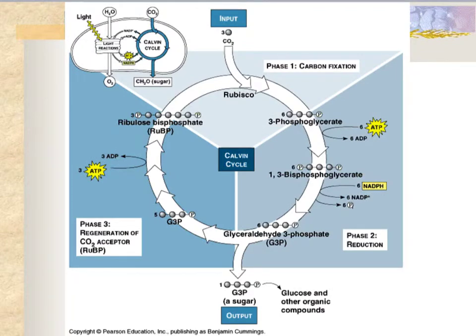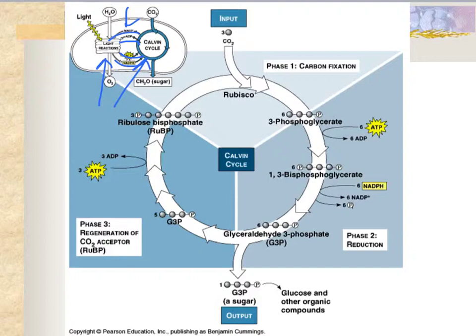And here's a picture of the Calvin cycle. So as you can see here, these are the light reactions, and this is the Calvin cycle. And you've got the ADP and the NADP and the ATP and NADPH. Sorry, that was NADP up there.